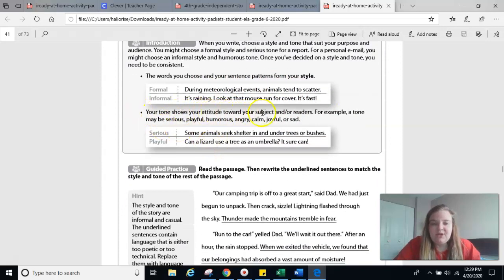Okay, your tone shows your attitude toward your subject and/or readers. For example, a tone may be serious, playful, humorous, angry, calm, joyful, or sad. So we have two examples here, a serious one and a playful one. So serious: some animals seek shelter in and under trees or bushes. And a playful one: can a lizard use a tree as an umbrella? It sure can. So we're working with style and your tone.